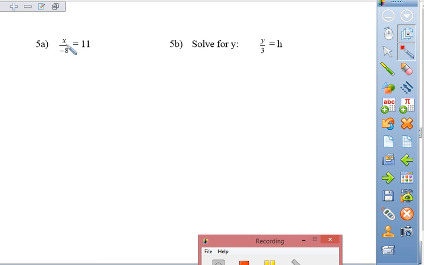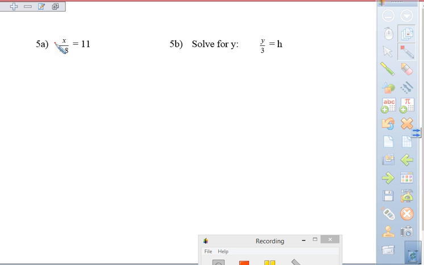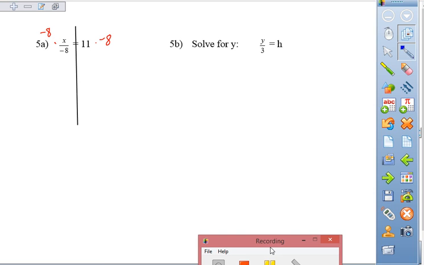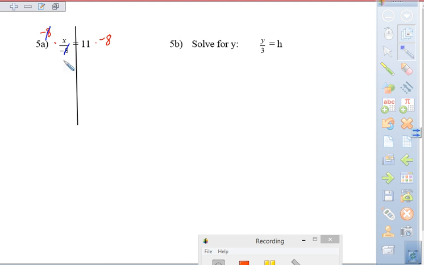Number 5, we need to get x by itself. Some of you look at this and say, it's a fraction, I don't know how to do fractions. Well, let's read what it says: x divided by negative 8. The inverse of dividing by negative 8 is to multiply. What we do to one side, we do to the other. Now, multiplying and dividing by negative 8 cancels, and I'm left with x on the left side, and on the right I can multiply and get negative 88.